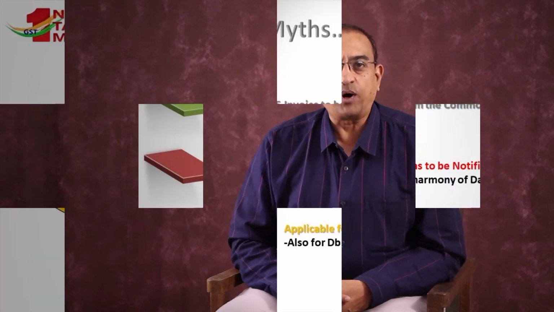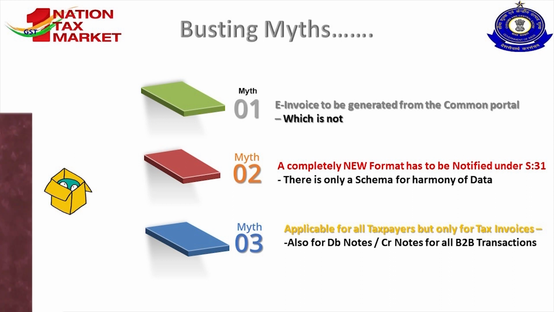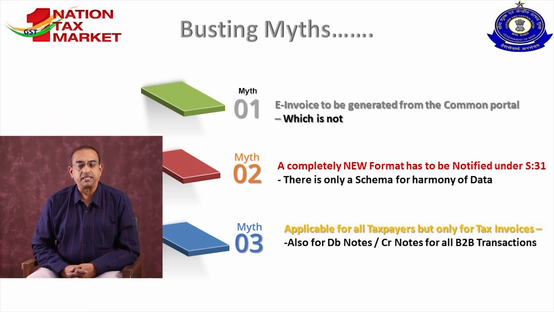Before we begin this session, there are three very important myths that are required to be demystified as far as e-invoicing is concerned. It is generally believed that e-invoicing is to be generated from the common portal, which is not. Invoice has to be generated as usual by the taxpayers in their legacy ERP system, and certain data which are required will have to be submitted to the e-invoicing portal and get the invoice validated.